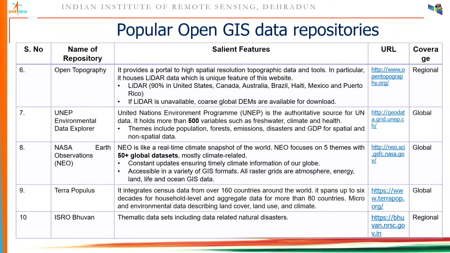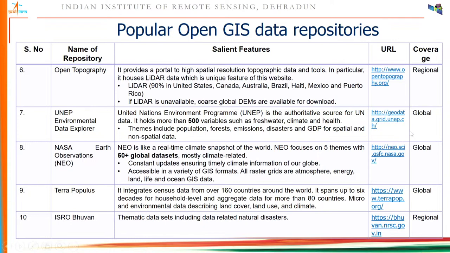Then you have the UNEP Environmental Data Explorer. This is a United Nations Environment Programme, a very popular program. It is the authoritative source of United Nations data. It hosts more than 500 variables such as fresh water, climate, health, and so on. These more than 500 themes are freely available from this website called UNEP Environmental Data Explorer. The URL is given here.